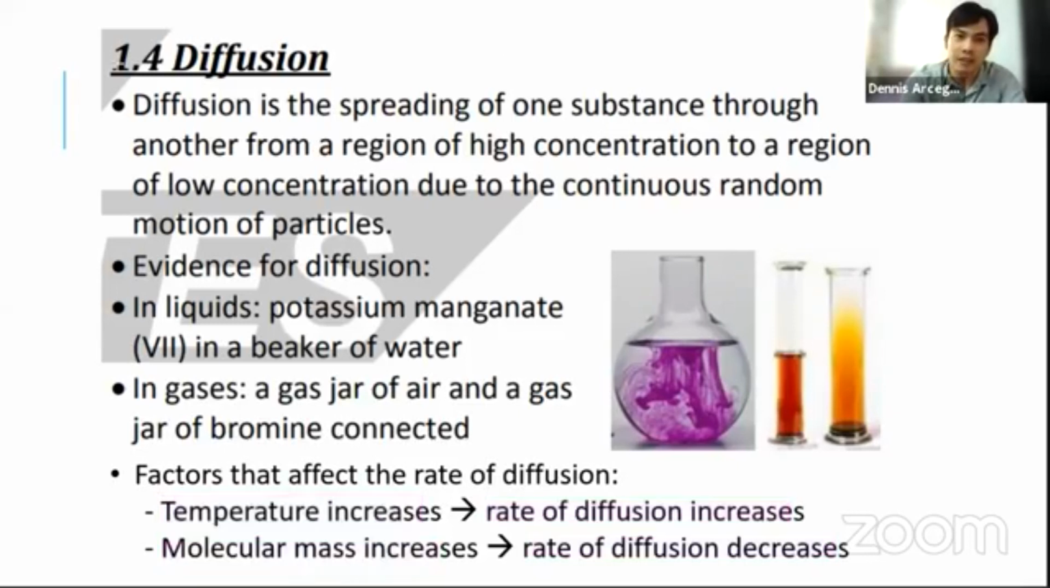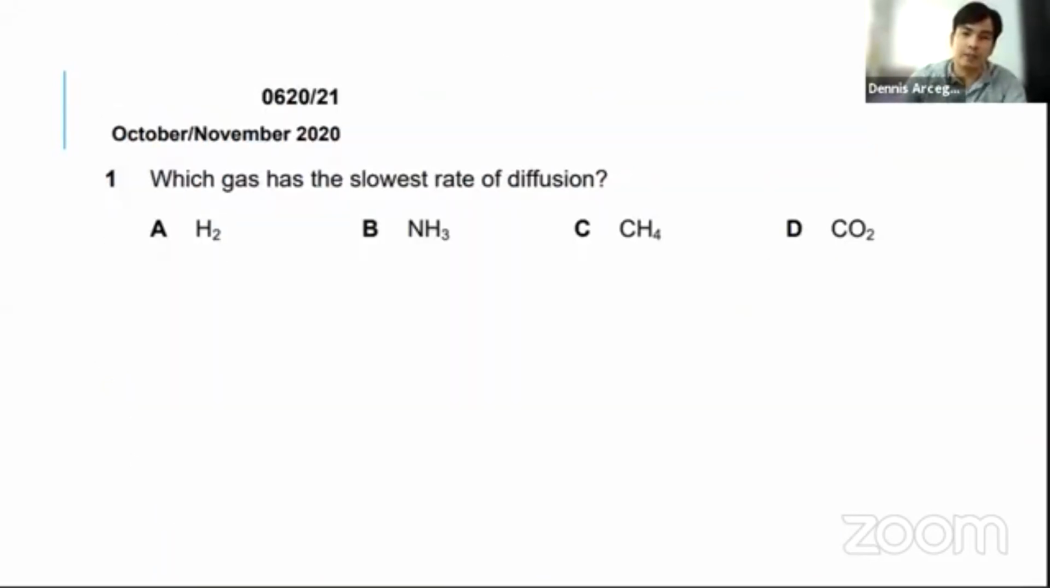Now, here is the question that you can see for diffusion. So this one is variant 21, paper 2, October, November 2020. So which gas has the lowest rate of diffusion? So you expect that if it's the lowest rate, it has the lowest temperature, the one that has the lowest temperature.